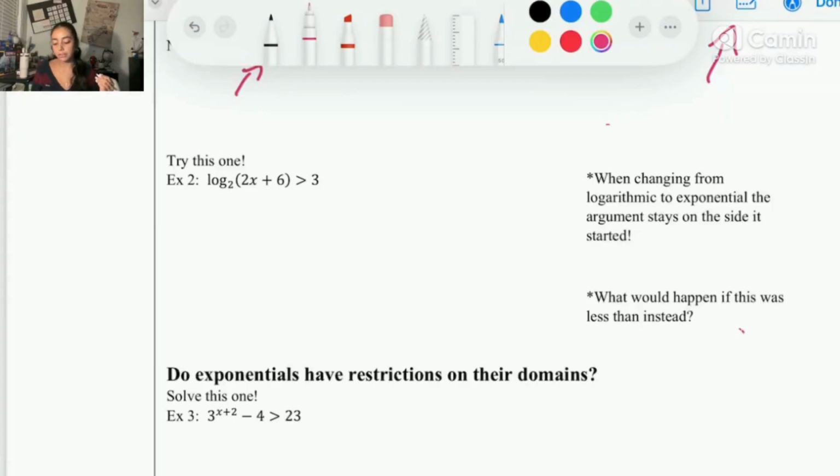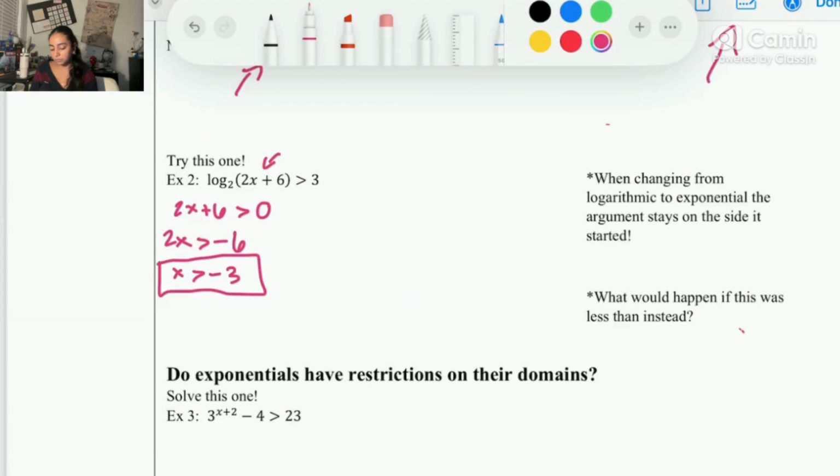Alright, now we have this example, log base 2 of 2x plus 6 is greater than 3. So again, we're going to go through the same process. We know that whatever is inside the parentheses cannot be a negative number. So 2x plus 6 must be greater than 0, or in other words, 2x must be greater than negative 6. If we divide both sides by 2, x must be greater than negative 6 over 2, which is just negative 3. Okay, so that's one of our inequalities.